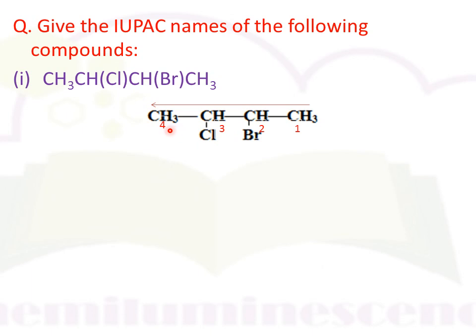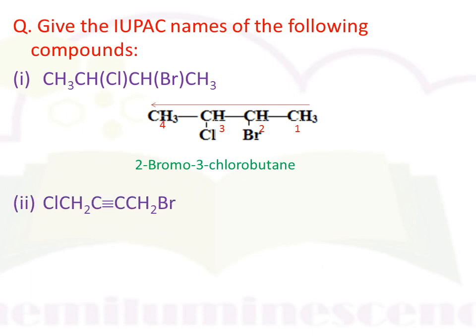Now for writing the name in the IUPAC system, that is haloalkane, this rule is used: the name of the halogen part comes as a prefix and the name of the alkyl part comes as a suffix. There are two halogens present, so write their names first with their positions, that is 2-bromo and 3-chloro, followed by the name of the alkyl part. Here a 4-carbon chain is there, that's why its name is butane. Hence the name of the compound is 2-bromo-3-chlorobutane.